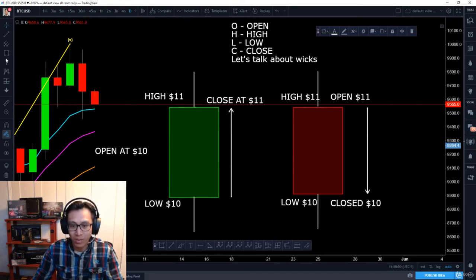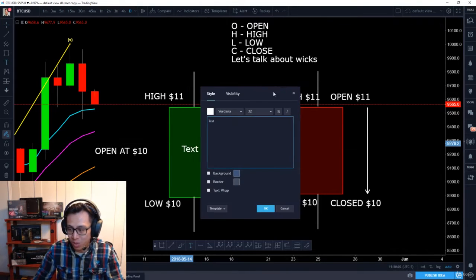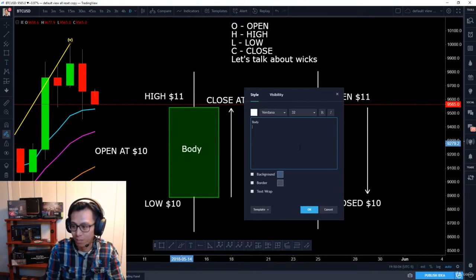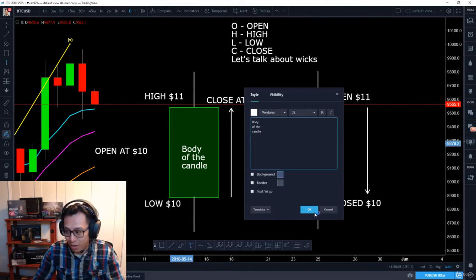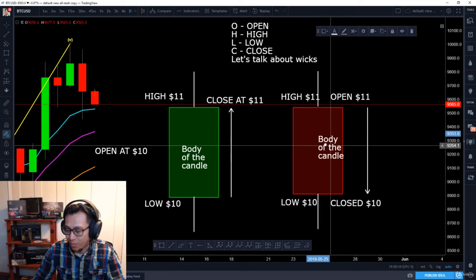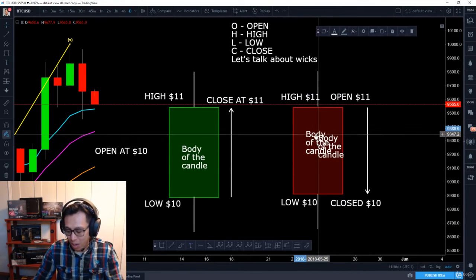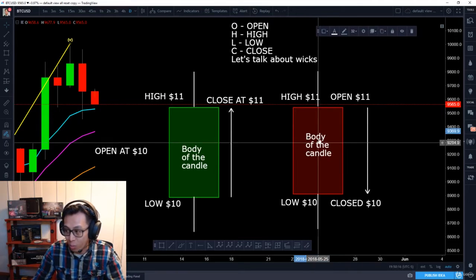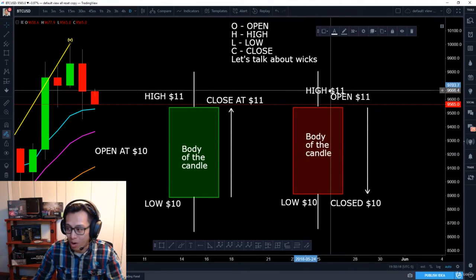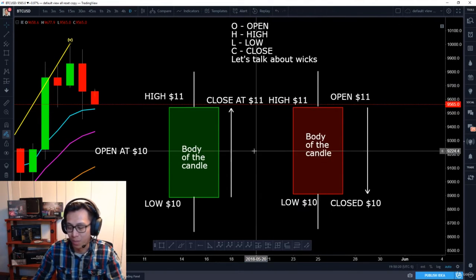So once again, this right here just refers to the body, okay? Body of the candle, known as just the body. That's the body of the candle, and this is just the body of the candle in here. So the body does not actually refer to the wicks at all. So what are these wicks and how can we talk about them?